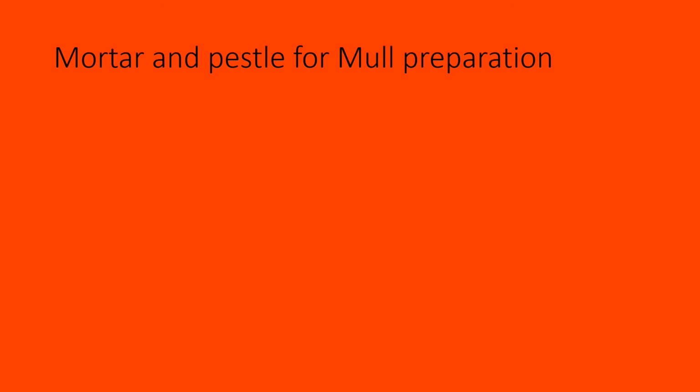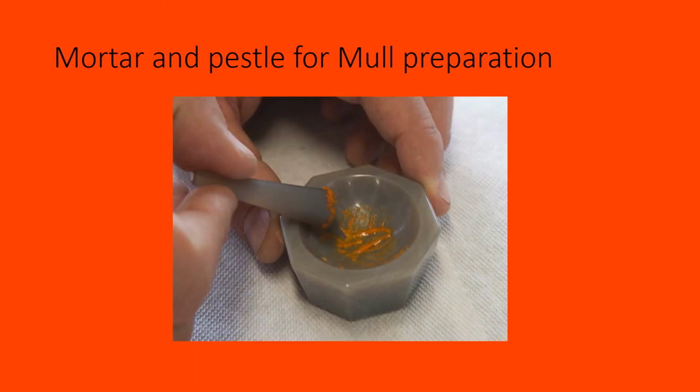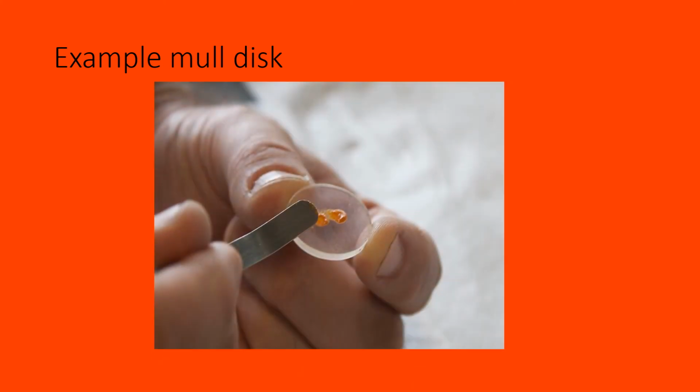The mortar and pestle assembly for mull preparation is like this. The required amounts of the mull and the material are placed in this and made into a thin paste. See the example mull disc. The paste is placed in the center of the disc and exactly the matching cell is placed on this and squeezed in between so that there are no air bubbles.